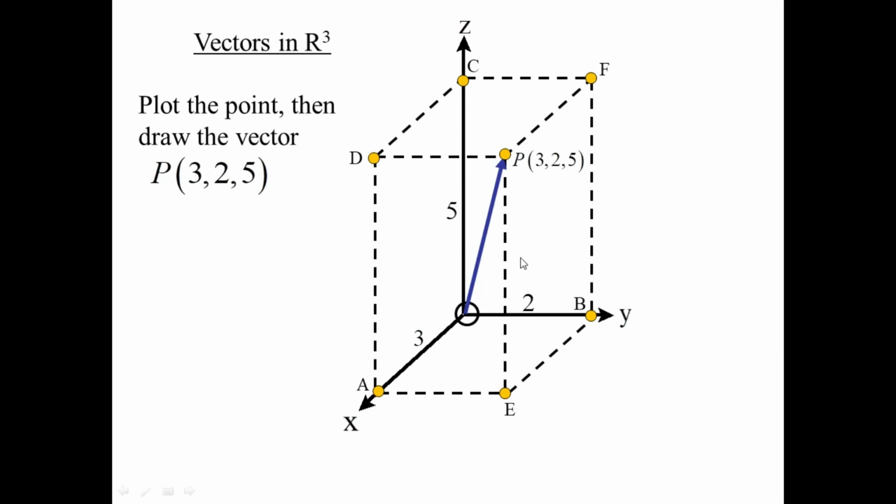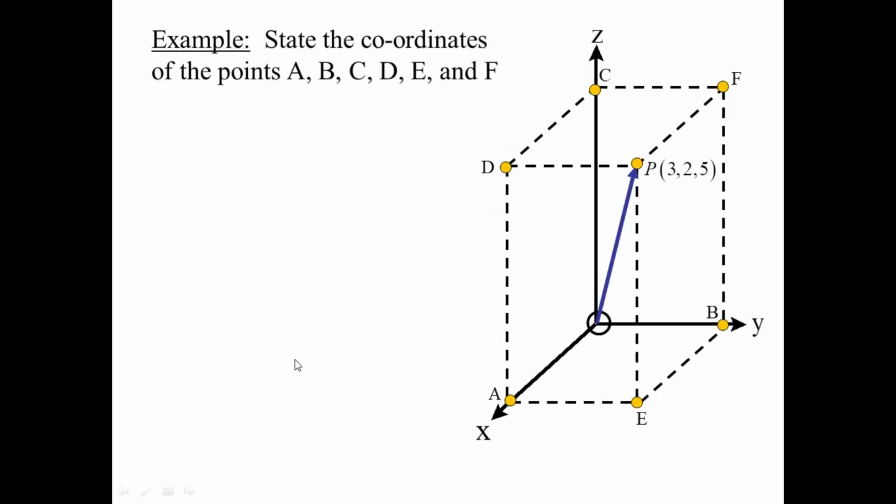Now, let's have some fun and state coordinates of some of these points. I see A, B, C, D, E, F, lots of points. Let's state their coordinates. The coordinates of A. Well, since this is (3, 2, 5), we went 3 along the x and nowhere else. So (3, 0, 0). The coordinates of B. Well, we went 2 along the y-axis and nowhere else. So therefore, it must be (0, 2, 0). The coordinates of point C. Well, we went 5 along the z-axis and nowhere else, because we're still on the z-axis. So it must be (0, 0, 5).